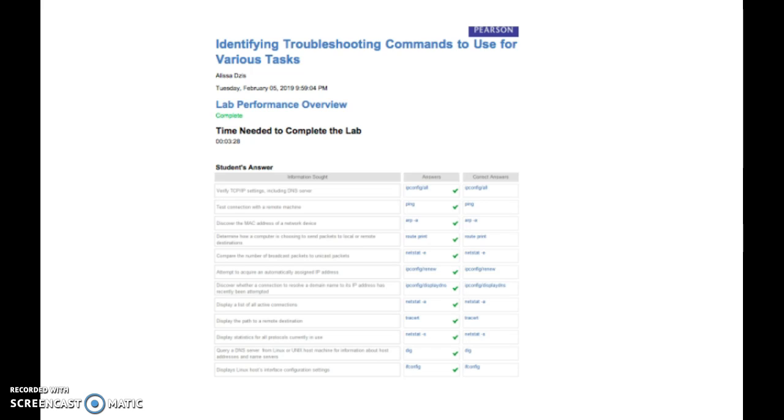The next one was identifying troubleshooting commands to use for various tasks. I am not familiar with computer language. This lab was a little bit of a struggle. I have only heard of maybe one or two of the terms that were used in this lab, but it was nice to get a more in-depth look as to what is going to be expected further on, especially in the field.